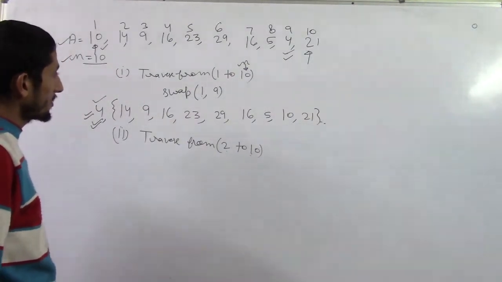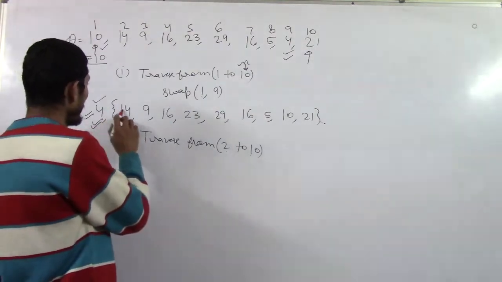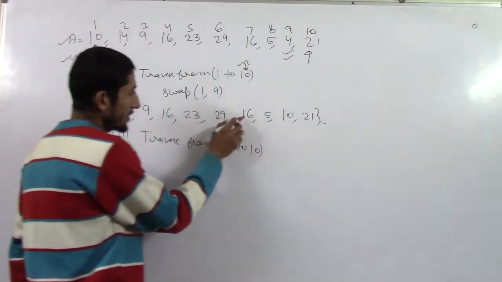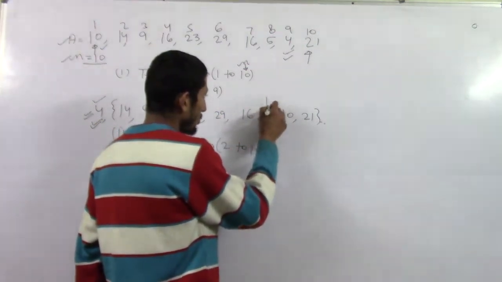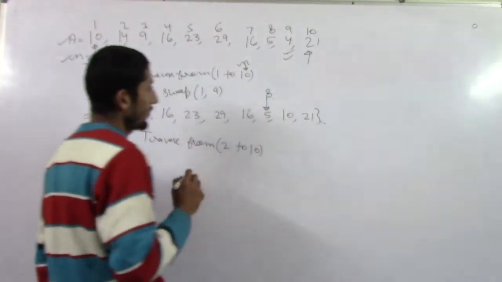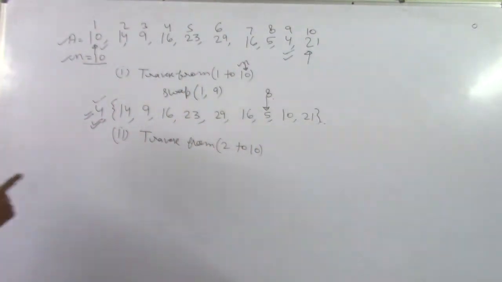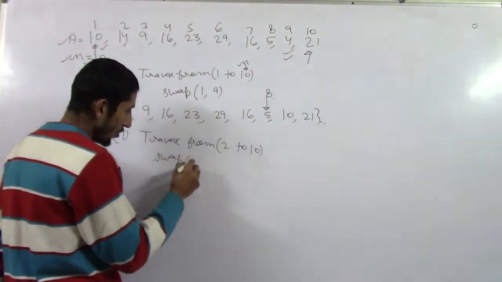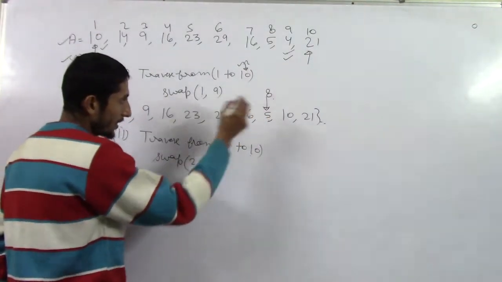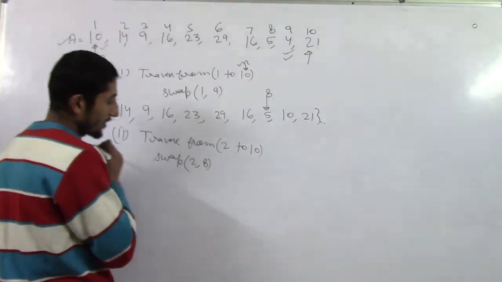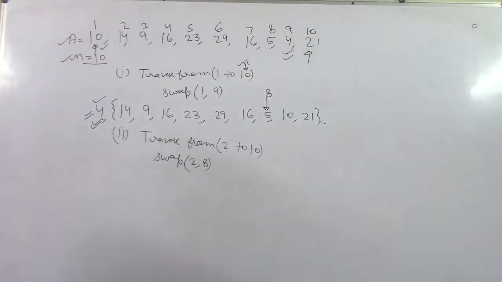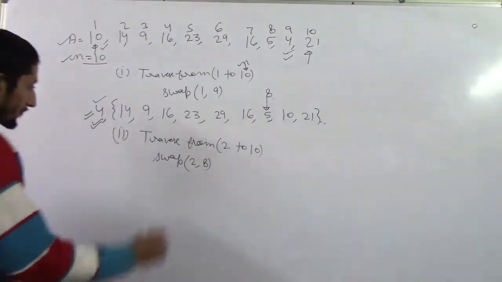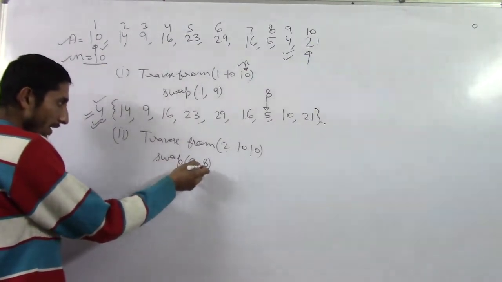So what is the smallest number location? 1, 2, 3, 4, 5, 6, 7, 8. So at the 8th position is the smallest number from 2 to 10. So what will I do? I will again perform swapping of the second element and the smallest element in the array. So swapping the second one and the 8th one.